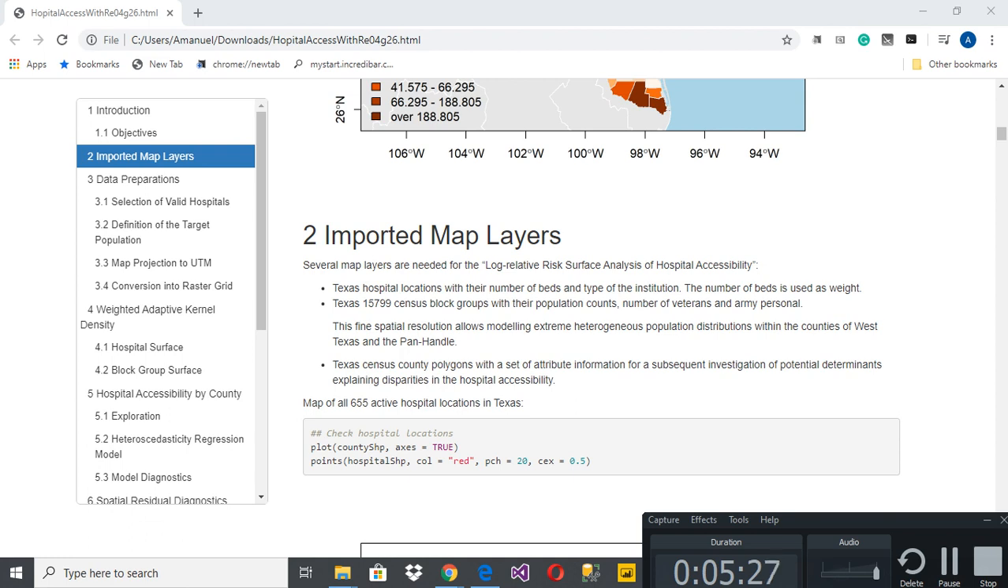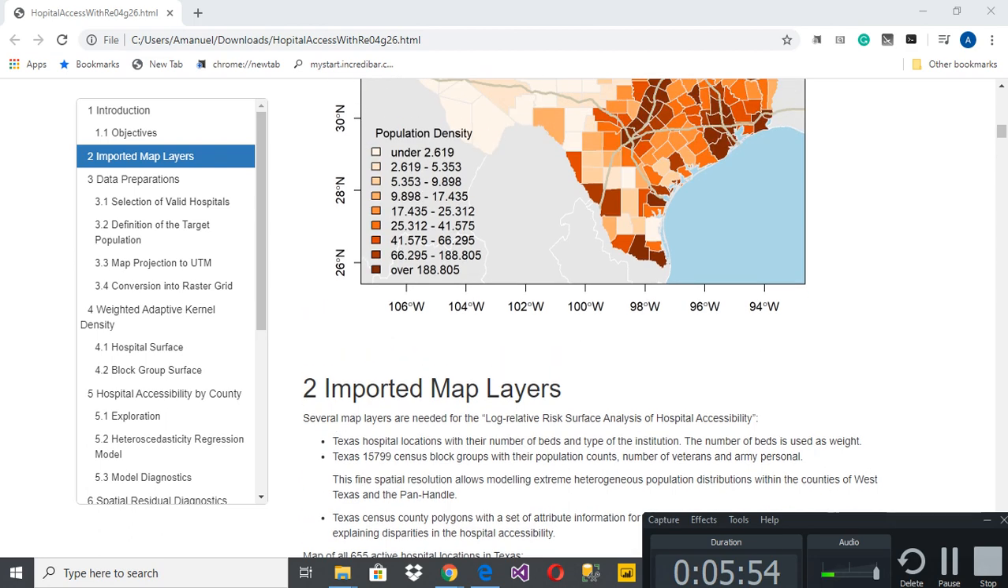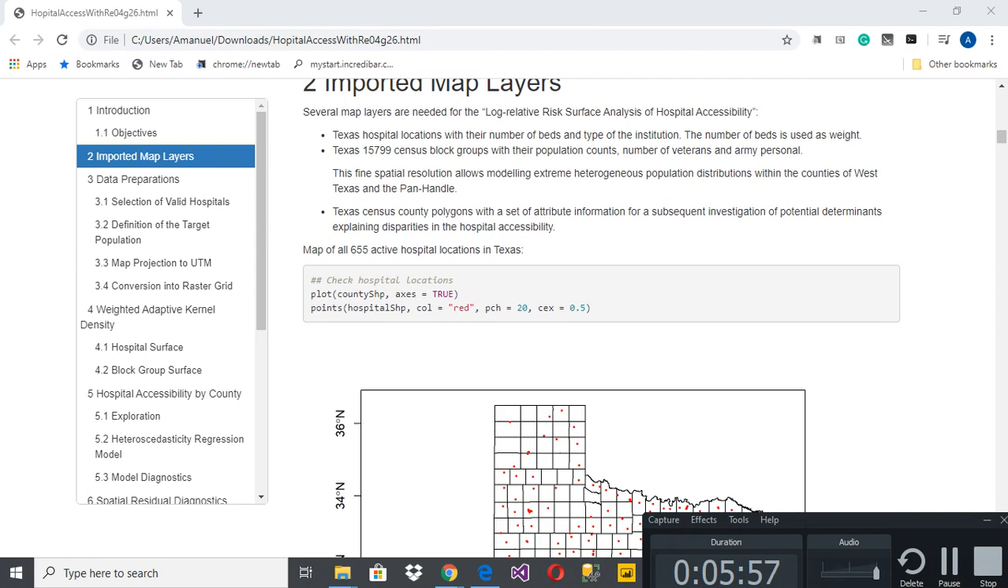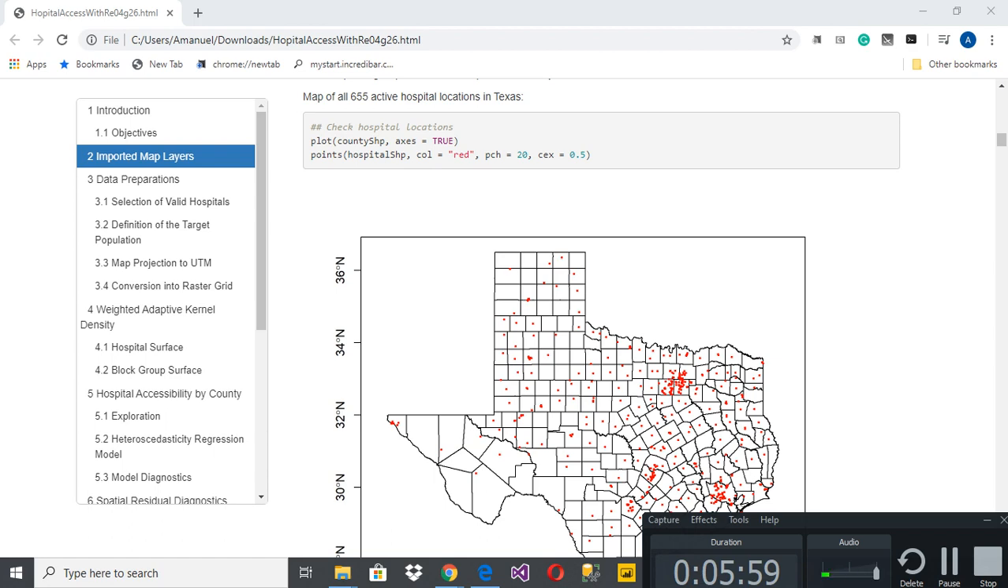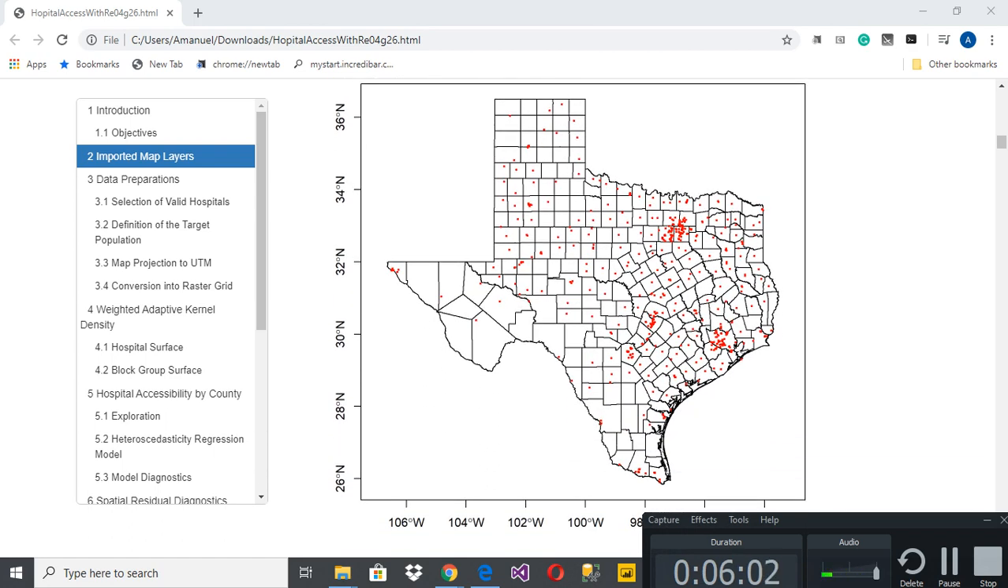And the 15,799 census block groups with their population counts, and the Texas Census County Polygon is used as a set of attribute information for subsequent investigation of potential determinants to explain the disparities in hospital accessibility. This is the map of 655 hospitals in Texas.